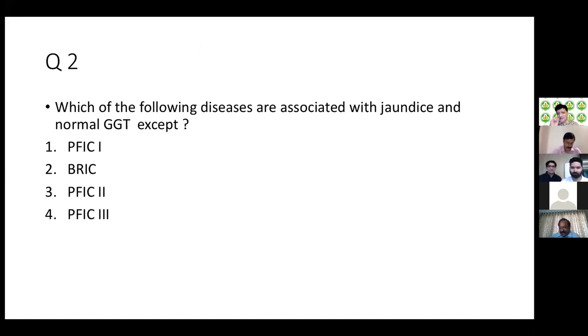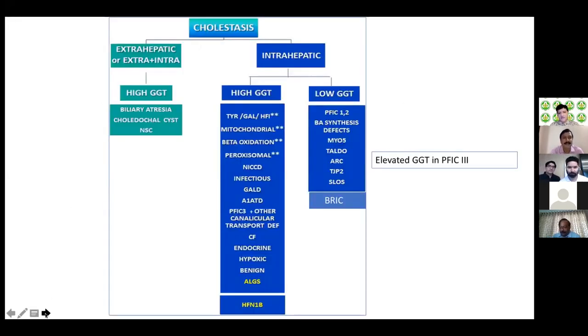Akash, your thoughts on this? Yes, sir. I absolutely agree that PFIC3 is not associated with normal GGT, and the rest can all have normal GGT, sir. So the answer should have been PFIC3. Yes, we agree. Okay, fine. So can we move further?